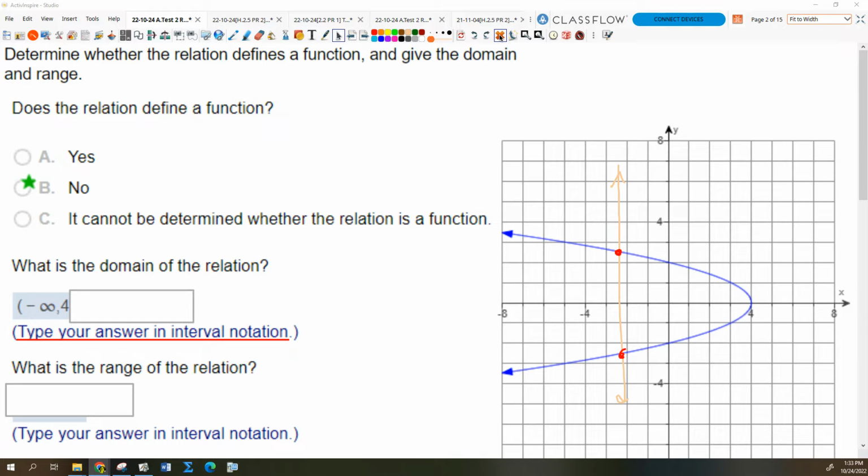If an ant is walking on this graph, could the ant ever get to a place where the x coordinate is 4? Yeah, right there, right? So we need a bracket.